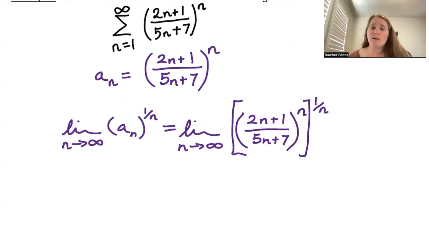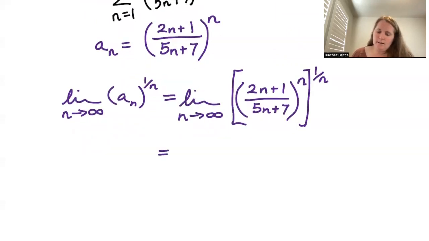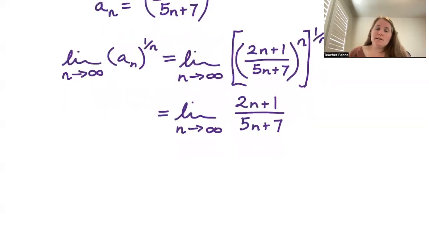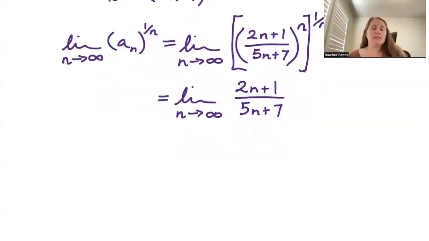Here we can take advantage of our exponent rules. If we raise to an exponent and raise to another, we just multiply our exponents. This is actually simply the limit as n goes to infinity of 2n plus 1 over 5n plus 7. Another way of thinking of it is raising to the nth power and then taking the nth root. As long as we were looking at positive numbers originally, it'll just spit out the original number. This limit we do know, right? We have same degree polynomials, top and bottom. We just take their leading coefficients. We get 2/5.